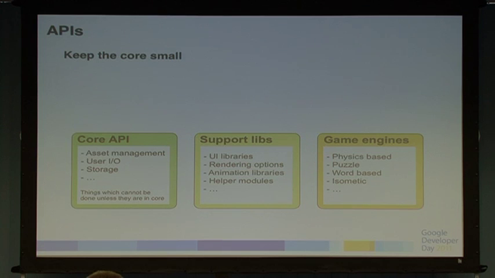And then we have support libraries and game engines. Game engines include things like Box2D, where you would do physics. But that's all external. If you just start with PlayN, you really just have the core APIs.